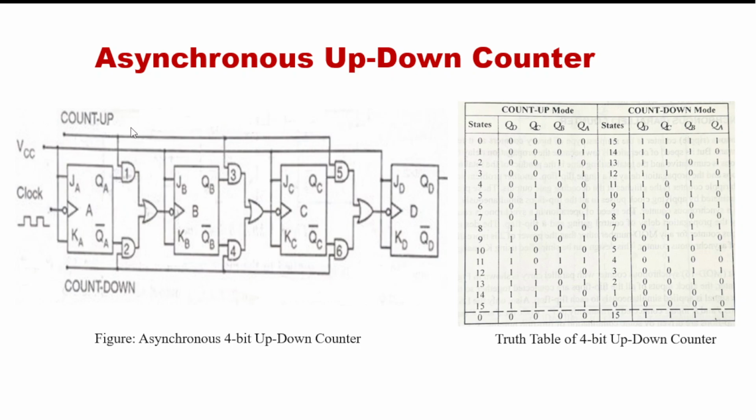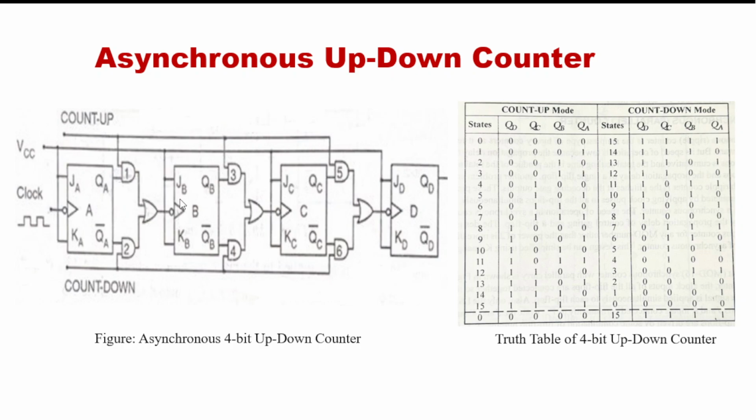Count up line we will keep 1, that means AND gate number 1, 3 and 5 are enabled. So when we apply clock pulse in the first flip-flop, then what will happen? Then output of the QA is transferred through this AND gate number 1, and through the OR gate it will reach the flip-flop B as a clock pulse.